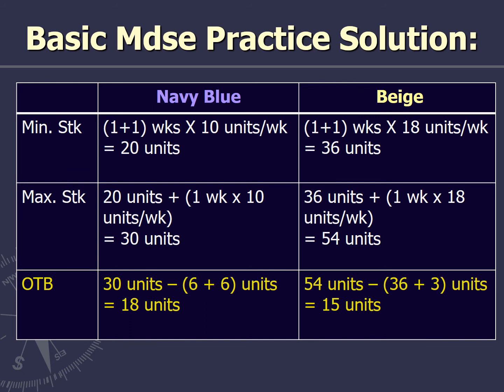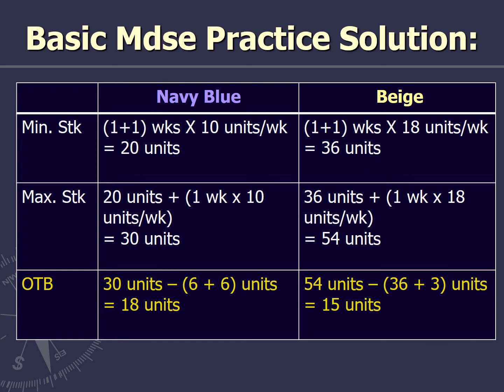Whereas for the beige, the RS, reserve stock, and DP are the same, 1 and 1 week. However, the rate of sale is a lot higher for beige, 18 units. So that leads us to a higher minimum stock number of units for beige. So 36 units is the minimum stock level for the beige comforter, whereas 20 was the case for the navy blue comforter. For the maximum stock calculation, now we look at the minimum stock plus the reorder period of 1 week.